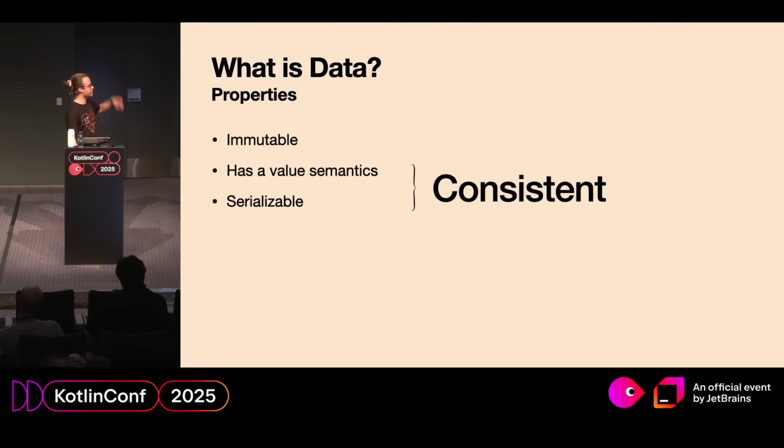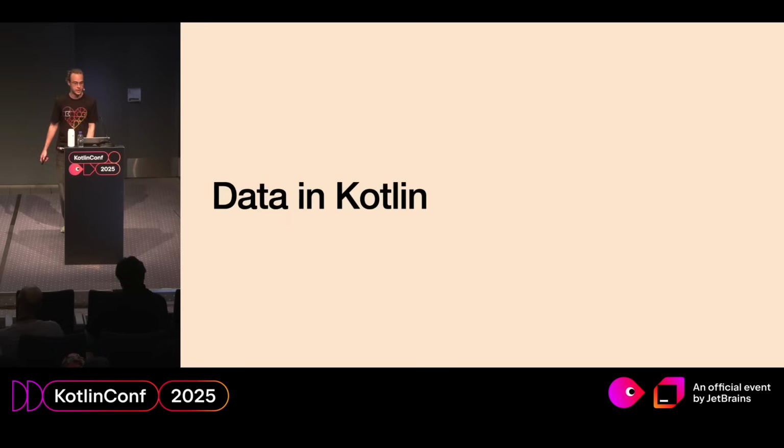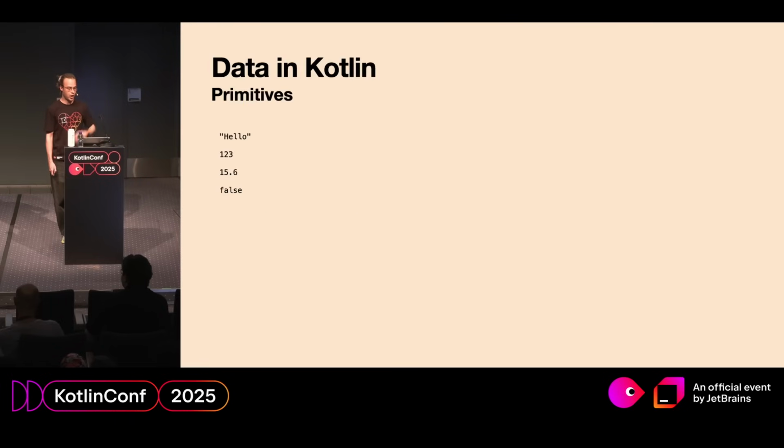So anything that satisfies the 3, I will call data. So which tools do we have in the language to represent data? We obviously have primitives. Those are just fine. They are immutable. They have value semantics. We can compare integers and strings. They are clearly serializable, and everything is good with them.